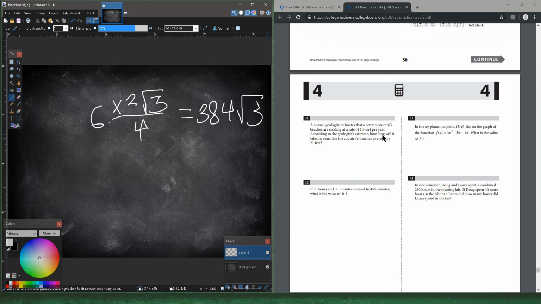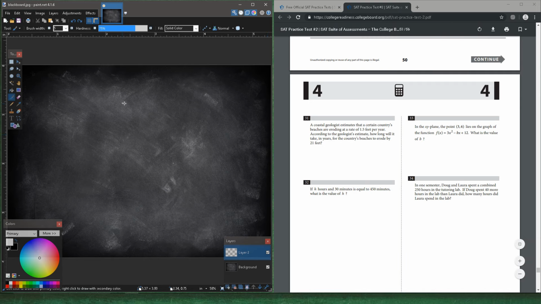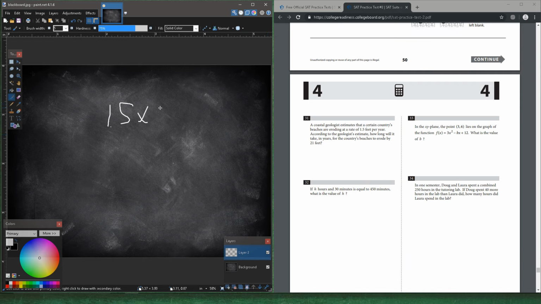A coastal geologist estimates that a certain country's beaches are eroding at a rate of 1.5 feet per year. According to the geologist, how long would it take in years to erode by 21 feet? So 1.5 times x is equal to 21. Just use your calculator on that. 21 divided by 1.5 is 14. So it takes 14. Pretty basic question for 31.